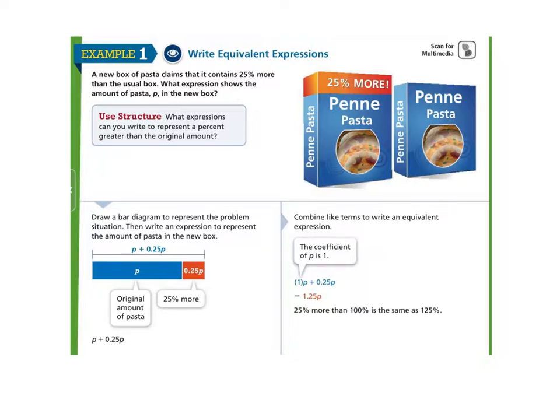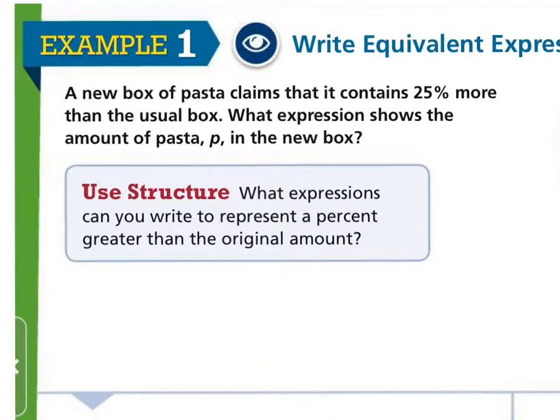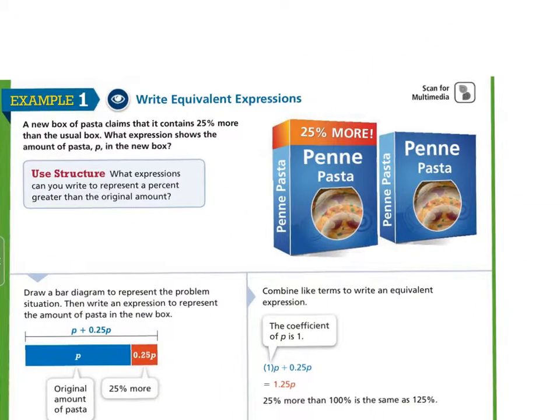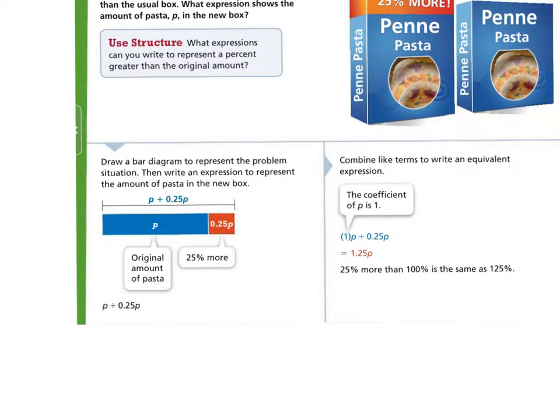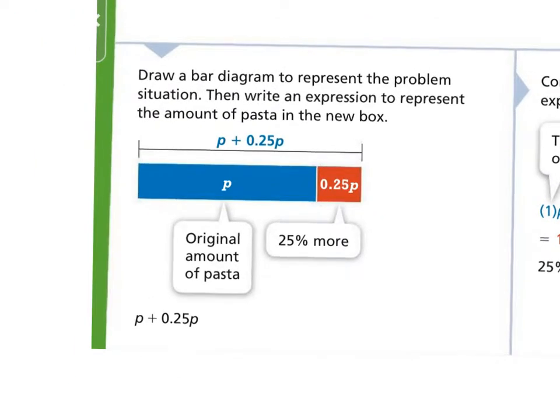Example 1, a new box of pasta claims it contains 25% more than the usual box. What expression shows the amount of pasta P in the new box? Okay, so there's our boxes. And so if P is the original amount of pasta, they didn't really do a great job of defining that, maybe, but if P was the original amount of pasta, we have 25% more.